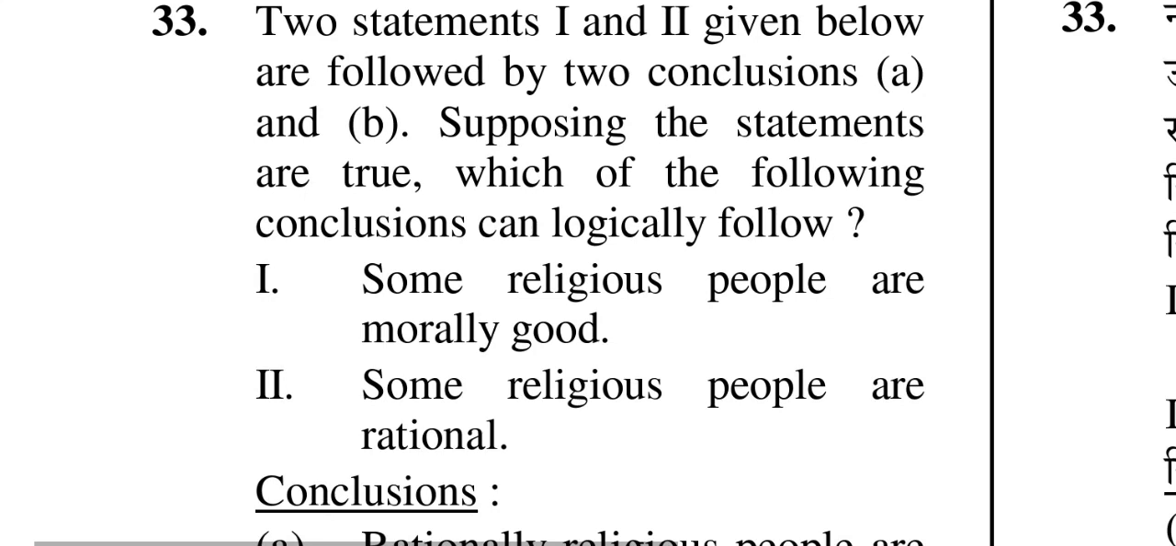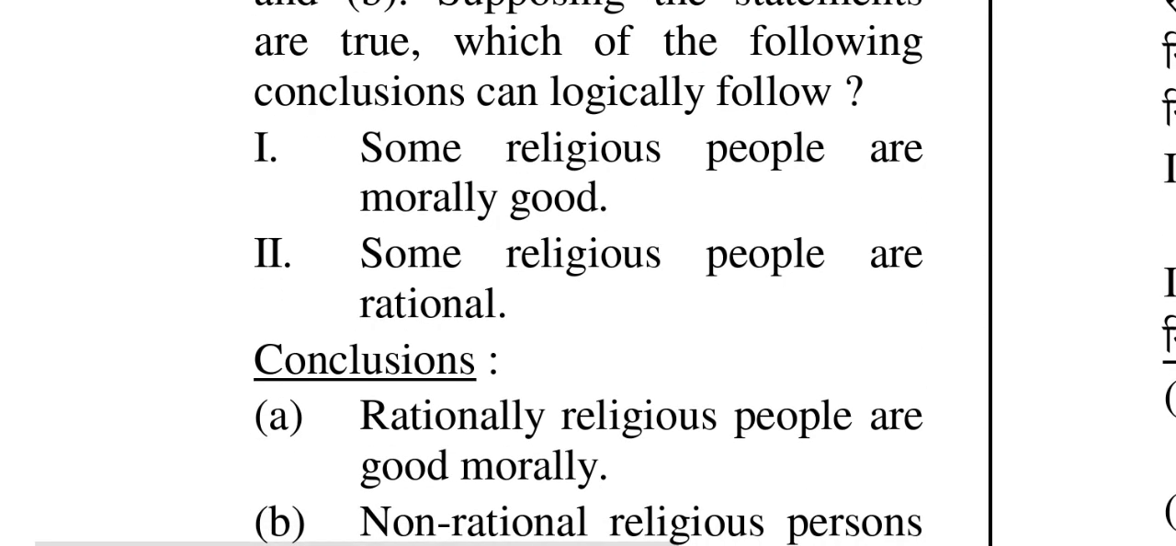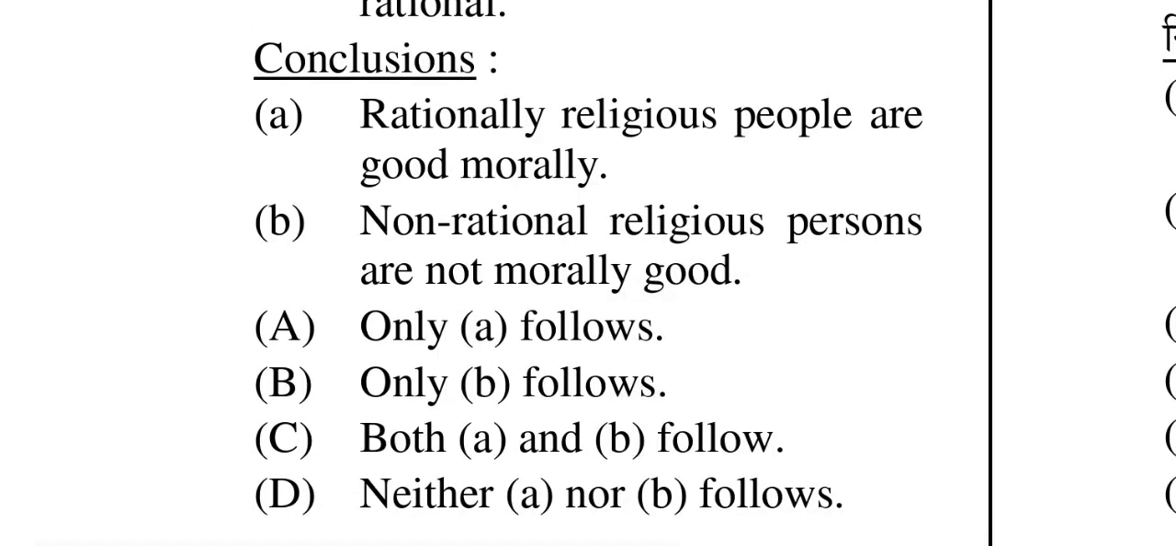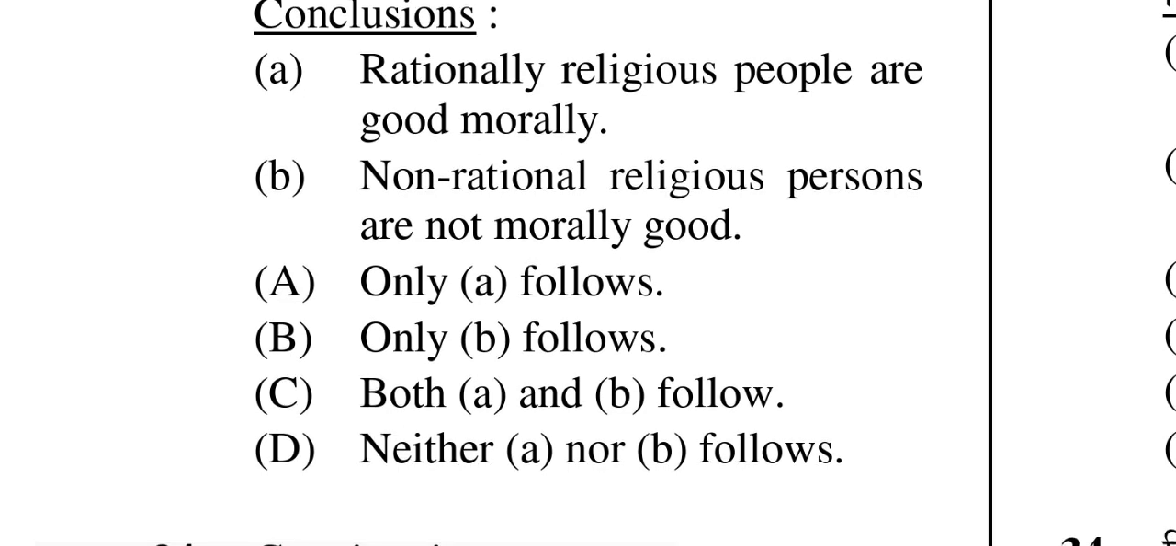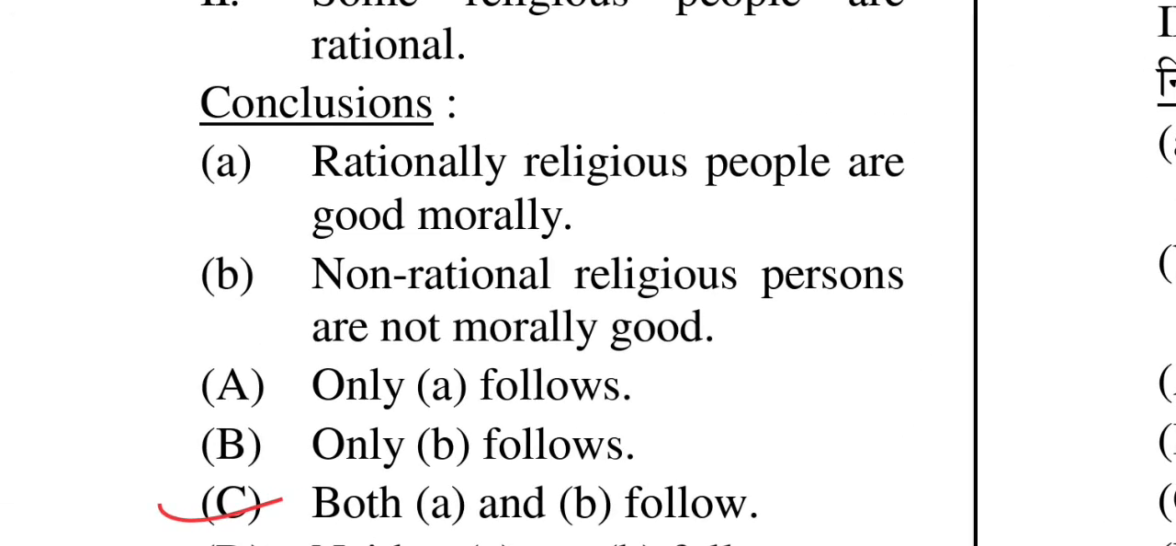Number 33. Two statements, first and second in Roman numerals, given below are followed by two conclusions A and B. Supposing the statements are true, which of the following conclusions can logically follow? Number one is saying some religious people are morally good. Number two, some religious people are rational. Conclusions are like this: A, rational religious people are morally good. B, non-rational religious persons are not morally good. A, only A follows. B, only B follows. C, both A and B follow. D, neither A nor B follows. So C will be the correct answer. Both A and B are correct. Means both A and B will follow. Both A and B will follow this thing. Conclusion.